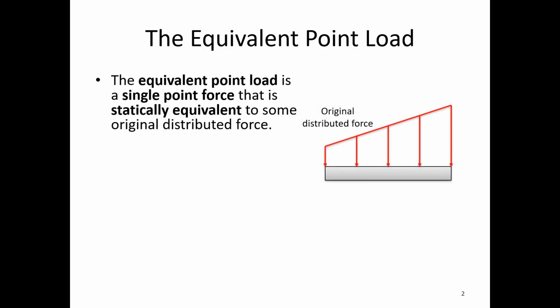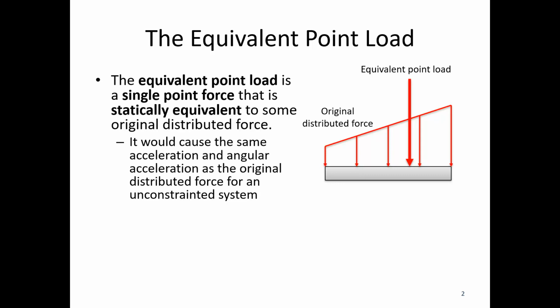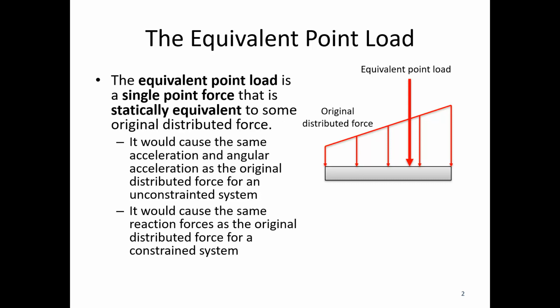So if we have some original distributed force on some beam, the equivalent point load is a single point force, a single vector, that is going to cause either the same acceleration and angular acceleration as the original distributed force in an unconstrained system. So if it's just a beam sitting in space, it would cause the same acceleration and angular acceleration. Or if we have a constrained system, so we have some sort of supports, it would cause the same reaction forces as the original distributed force. So it's statically equivalent to our distributed force.